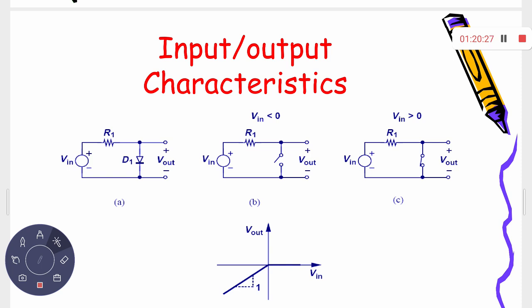No. When V in is greater than 0, then this diode is on. If the diode is on, that means these two points are at the same potential. So this is grounded. This is the reference terminal. So V out is equal to 0. On the other hand, if V in is less than 0, then your V out is equal to V in. V out equal to V in is true when V in is less than 0. So a slope of 1, unity. So the V out's negative part follows V in. This terminal is grounded. That is the reference terminal.